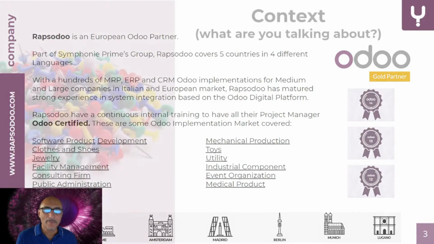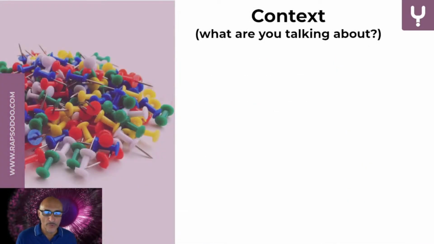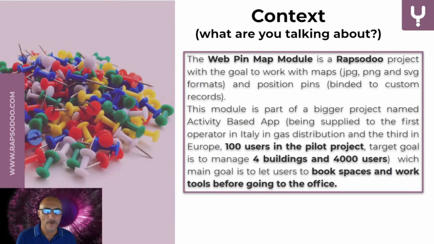So, I'm here to present to you a module we have developed to meet some of the project requirements of one of our biggest customers, and actually part of a much bigger project named Activity-Based App, a work-in-progress project for the first operator in Italy in gas distribution and the third in Europe, with 100 euros in the pilot project and with a target goal to manage space and resources for at least 4,000 users.